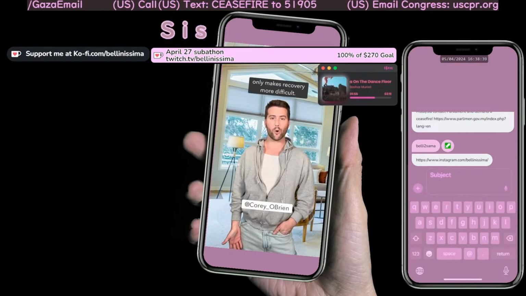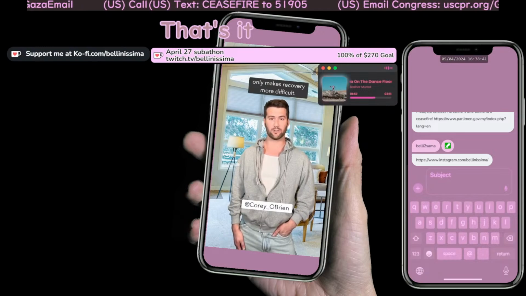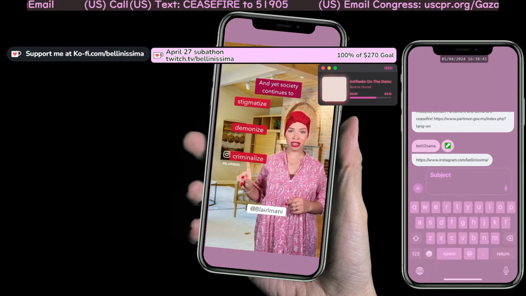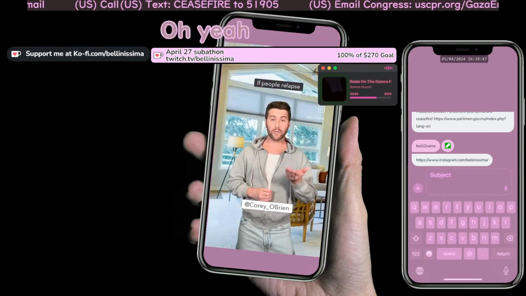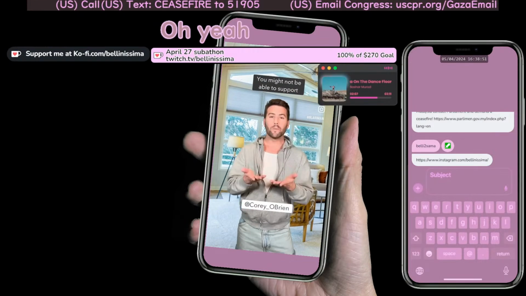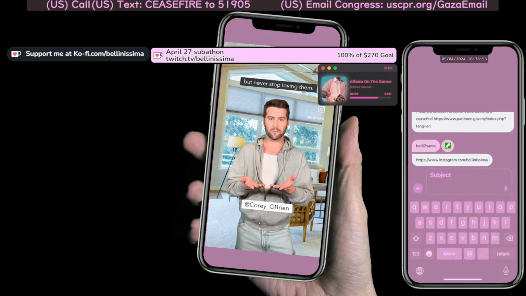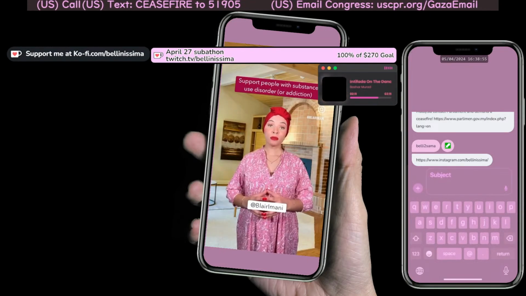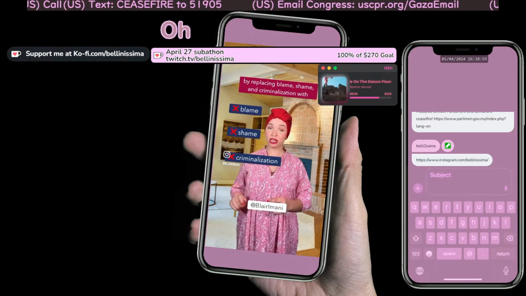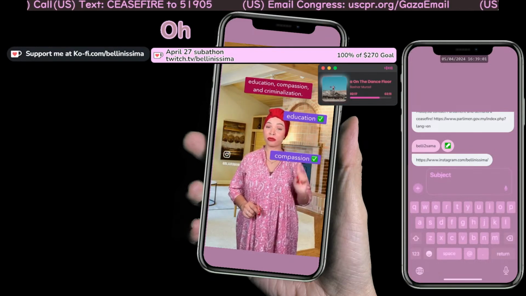Stigma around addiction only makes recovery more difficult. And yet, society continues to stigmatize, demonize, and criminalize substance use disorders. If someone you love relapses or falls back into addictive behaviors, you shouldn't abandon them. You might not be able to support the addict in person, but never stop loving them. Support people with substance use disorders by replacing blame, shame, and criminalization with education, compassion, and rehabilitation.